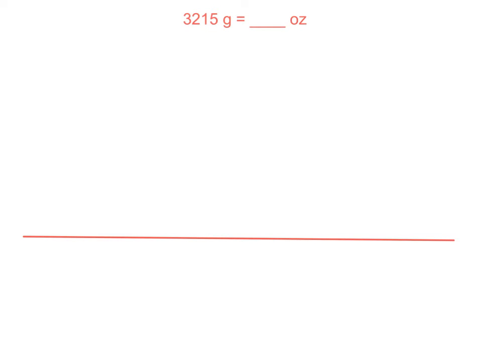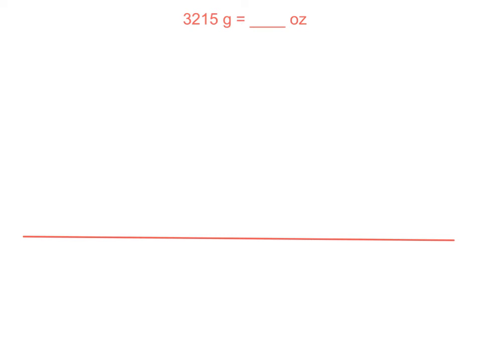In this video, I will be going over how to convert 3,215 grams into ounces. And I'm going to use both proportion and dimensional analysis. Now, regardless of whatever method you use to make these conversions, my recommendation usually starts the same, and that is to map out what you're going to do.